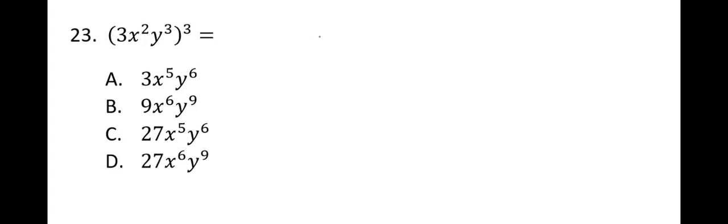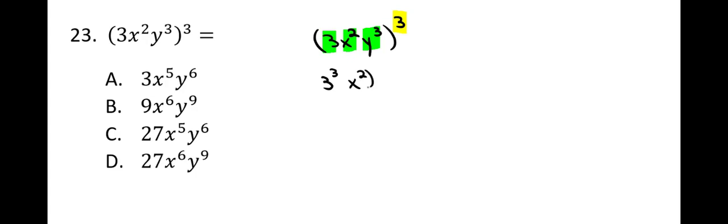To simplify 3x to the second power, y to the third power, raised to the third power, we're going to distribute the exponent on the outside to each one of the bases inside the parentheses. So this is 3 to the third power, x squared to the third power, y cubed to the third power. 3 to the third power means 3 times 3 times 3.